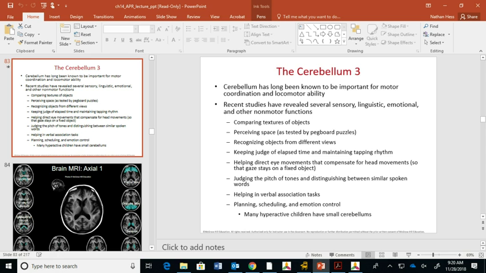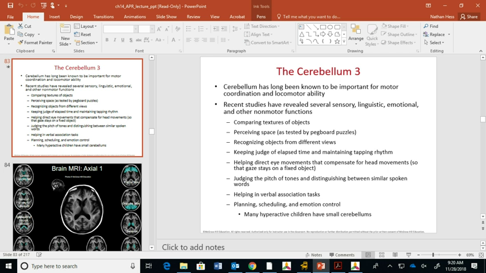Directing your eye movements, judging the pitch of tones, and distinguishing between spoken words, like if you have words that sound similar. Are you with me? Planning, scheduling. Tons more than just simple coordination.